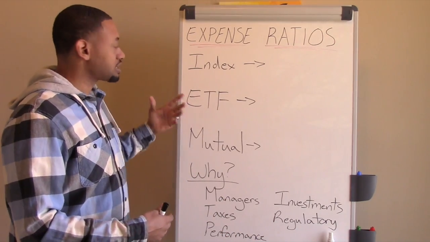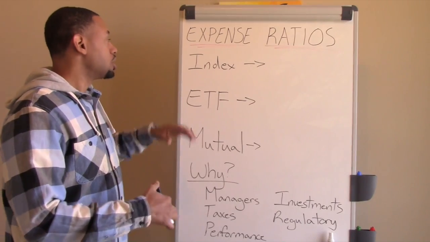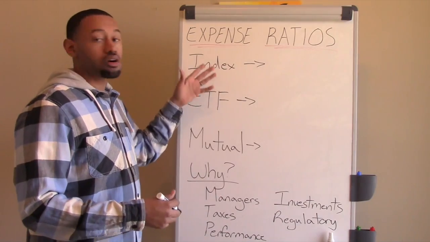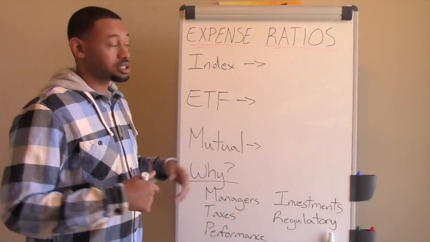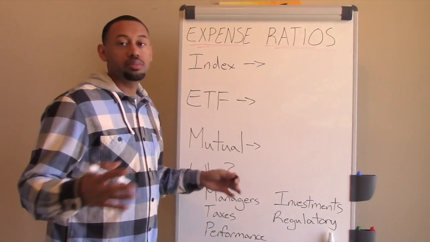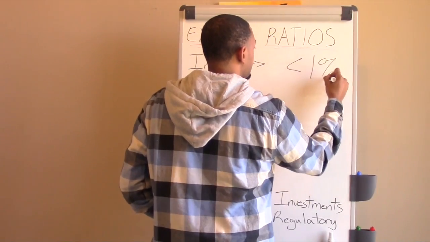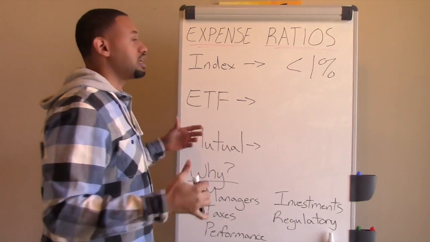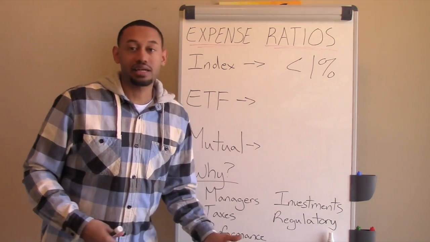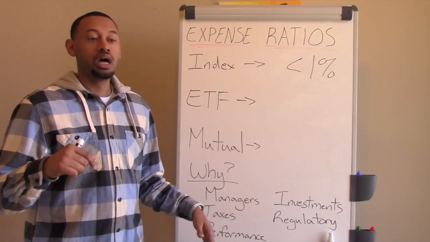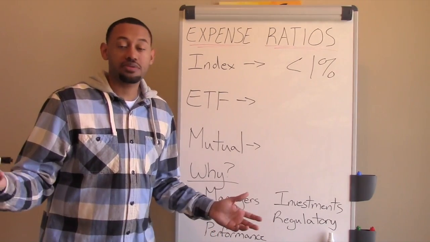Now, of course, we mentioned the index, ETF, and mutual funds. So what are some typical expense ratios for each? Well, first up, we're going to start from lowest to highest, traditionally. And an index fund, normally you're going to be looking for an expense ratio that is less than 1%. And these are just because index funds just track indexes. You track the Dow Jones, the NASDAQ, the S&P 500, Russell 2000, which is for small cap stocks.